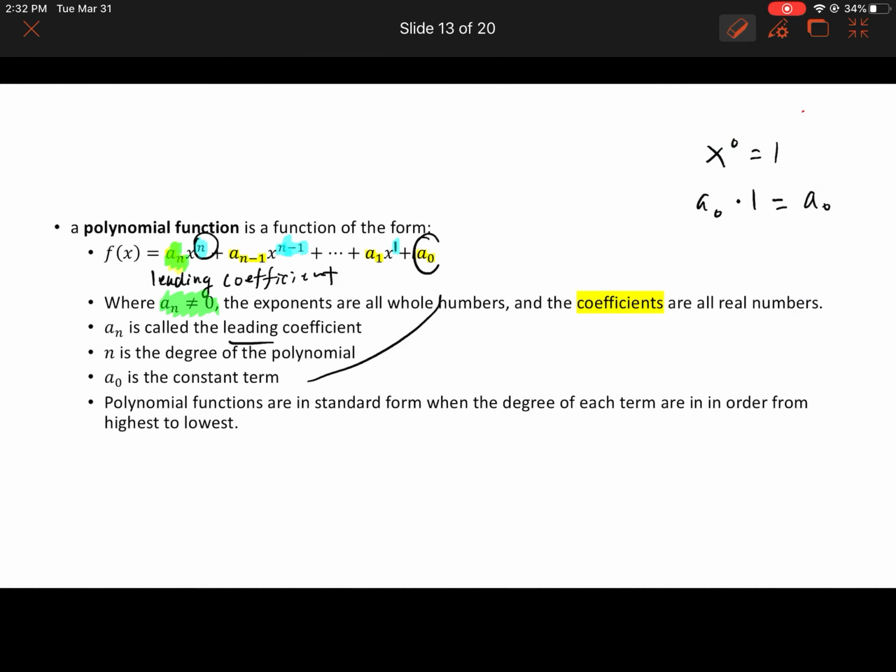Let me erase this part right here. Okay. So that could be a 3, it could be a 4, it could be a 5, it could be a 0, it could be a negative value. Okay. And then polynomial functions are in standard form whenever the degrees of each term are in order from highest to lowest. Okay. So what this means is that this one is always going to be the highest exponent.